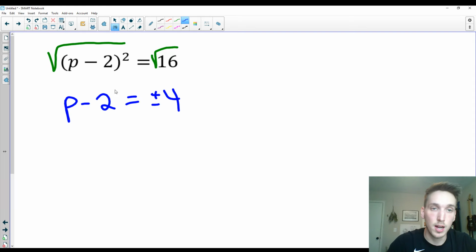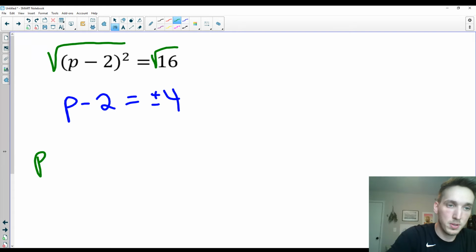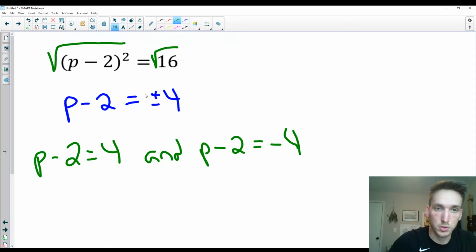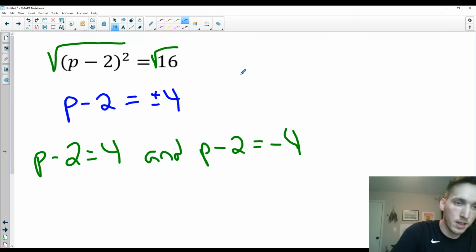We're going to split this up into 2 equations. So I have p minus 2 equals positive 4 and p minus 2 equals negative 4, because I know p minus 2 equals plus 4, positive 4, and negative 4, right? So we're going to split it up into 2 equations, one with the positive 4, one with the negative 4. And from here, these are 2 really easy equations for us to solve, 2 one-step equations. To get rid of this minus 2, I'm going to add 2 to both sides.